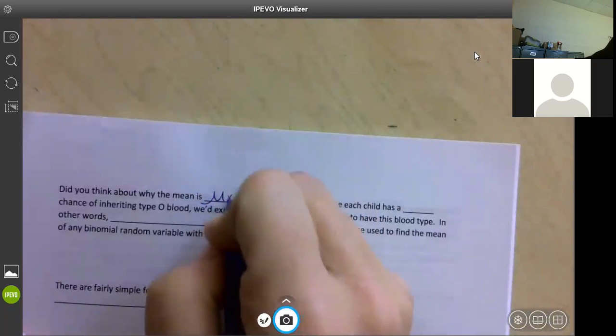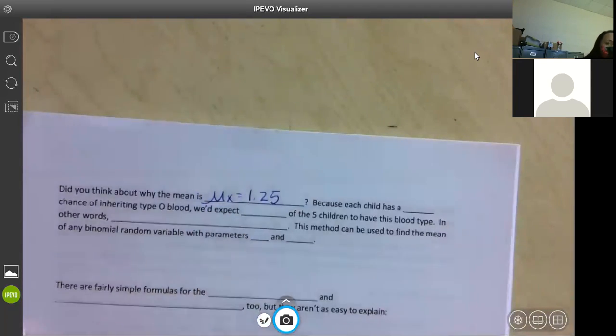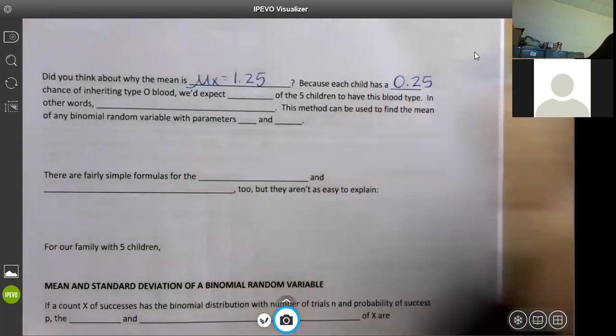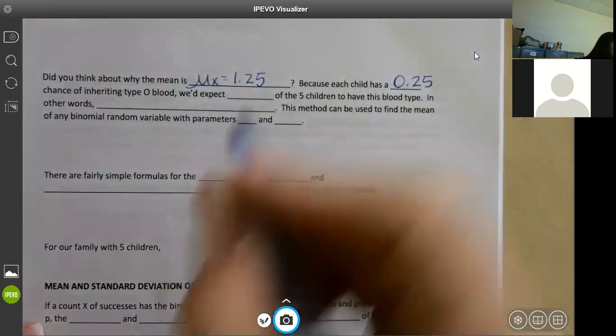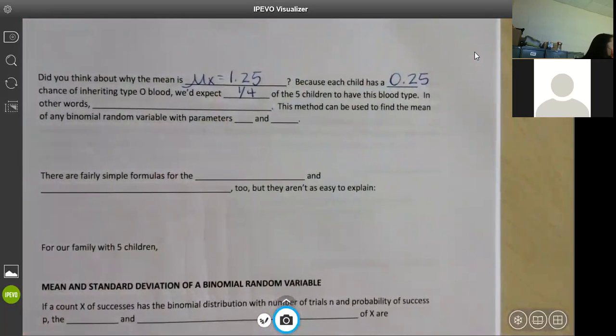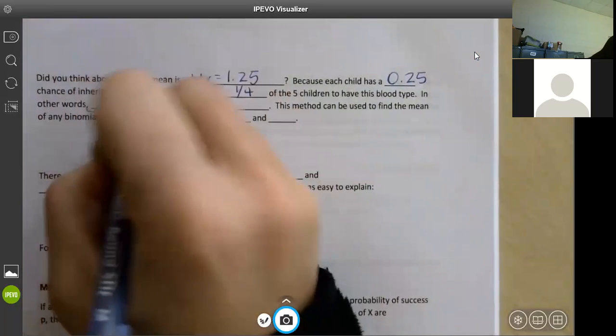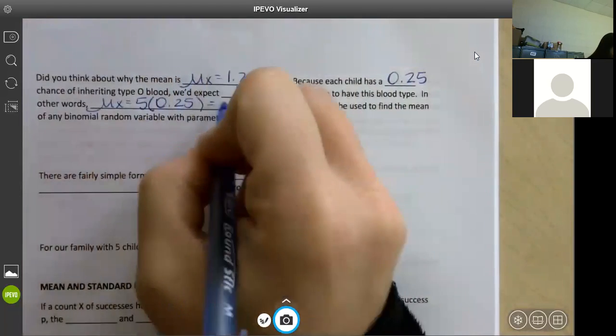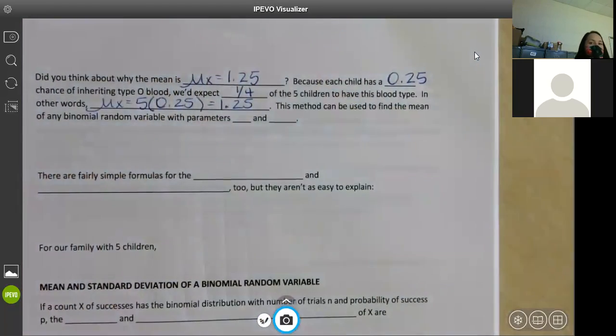All right. So did you think about why the mean is 1.25? Because each child has a 25% chance of inheriting type O blood. We'd expect 1/4 of the 5 children to have this blood type. In other words, the mean of X is 5 times 0.25, which is equal to 1.25. So the 0.25 is that 1/4, and there are 5 children. This method can be used to find the mean of any binomial random variable with parameters n and p.